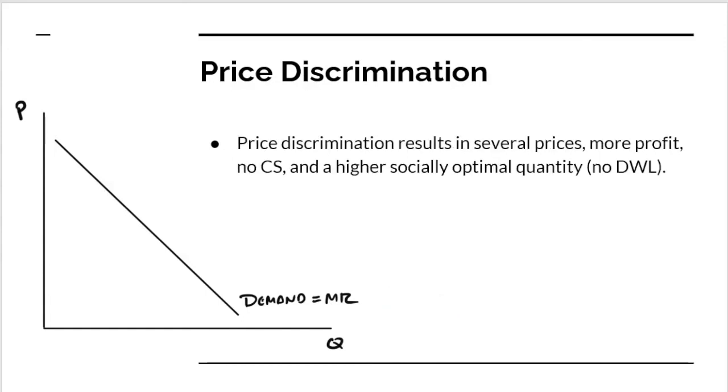And so with price discrimination, it results in several prices, because what the firm is going to charge is they're going to charge consumers up to their buyer's max, the max amount they're willing to pay for a particular good. And so because of that, price discrimination leads to more profit. You can sell the same good at a lot of different prices, which is going to increase your total revenue and increase your marginal revenue, which equals more profit.